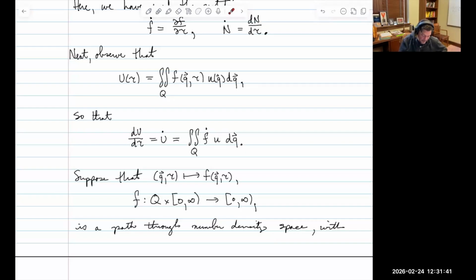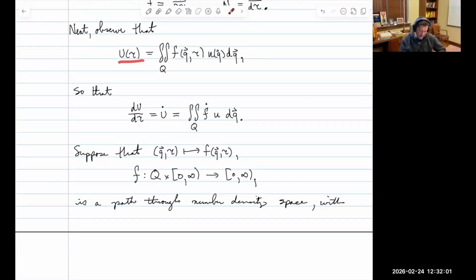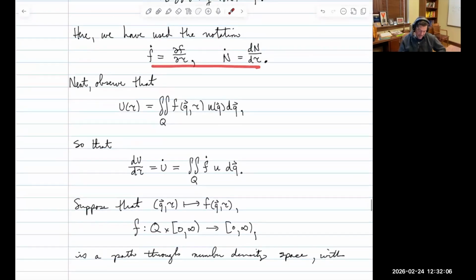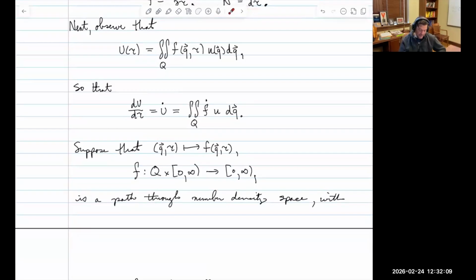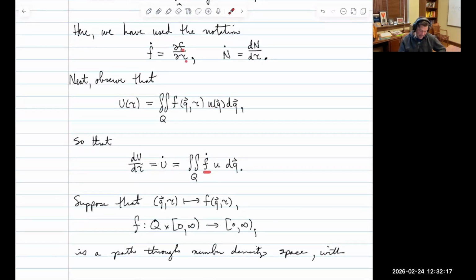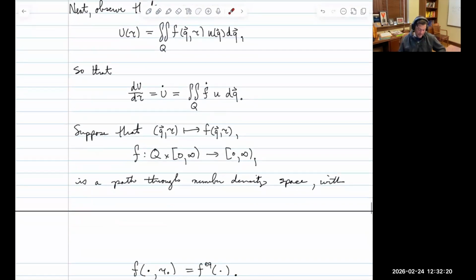So the only way that this total energy changes is as I change f, so this is a generic path through the number density space, parameterized by tau, and that changes the value of the total energy. If I take the tau derivative of energy, I'm going to call that u dot in analogy with what I have up above, and that tau derivative just moves in and attaches here. So this gives a partial derivative of f with respect to tau. Okay, so put that into your pocket for just a second.